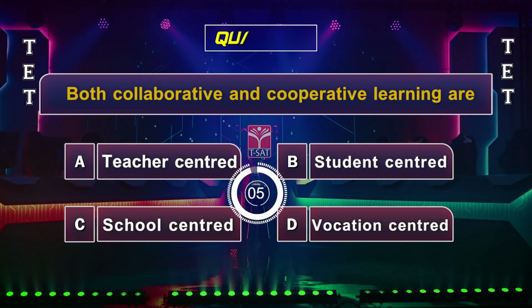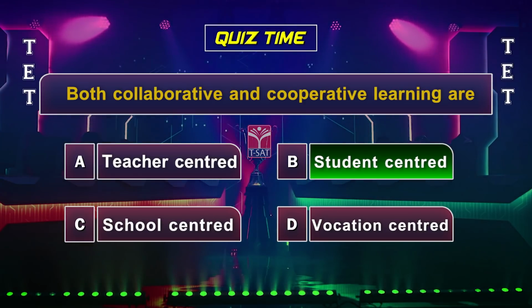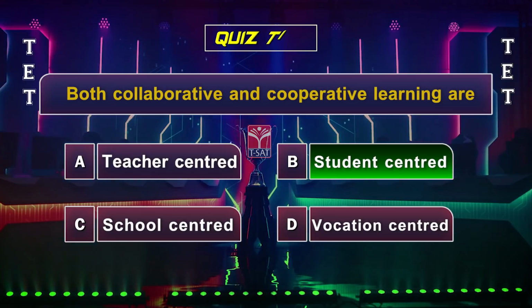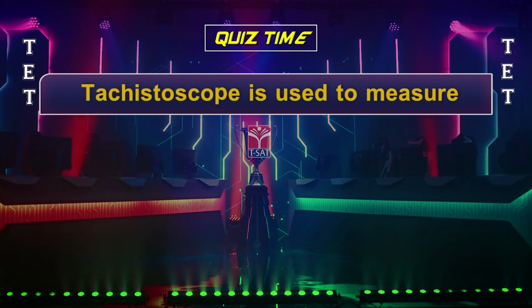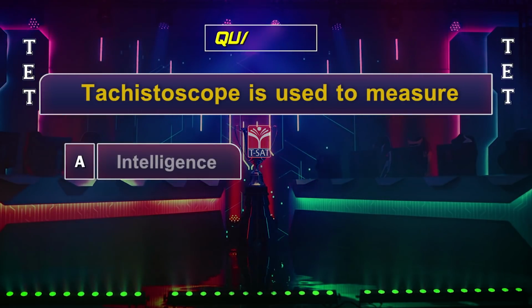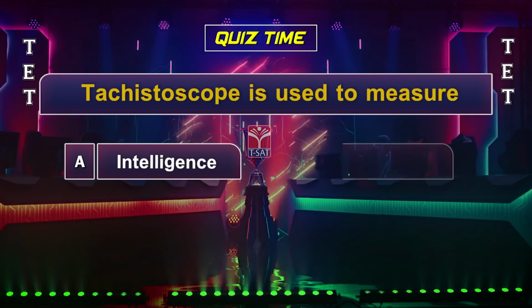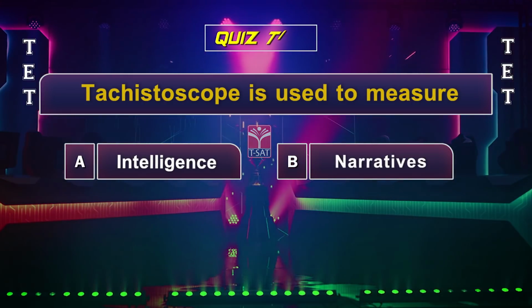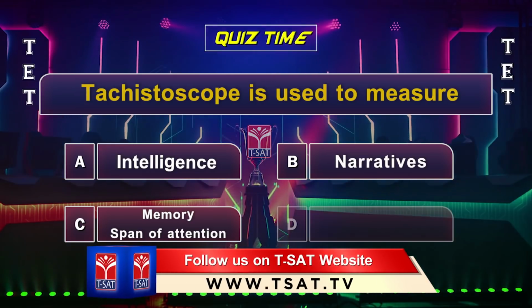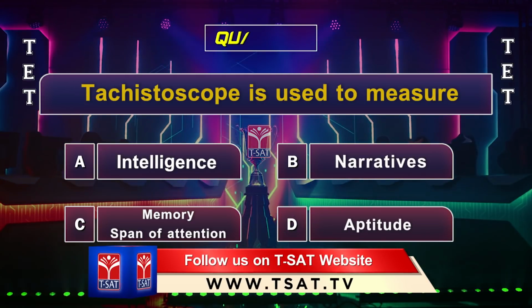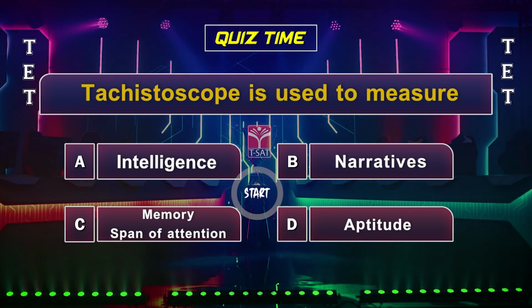The correct answer is option B, student-centered. 13th question. टेकिस्टोस्कोप is used to measure option A, intelligence. Option B, narratives. Option C, memory or span of attention. Option D, aptitude. Your time starts now.